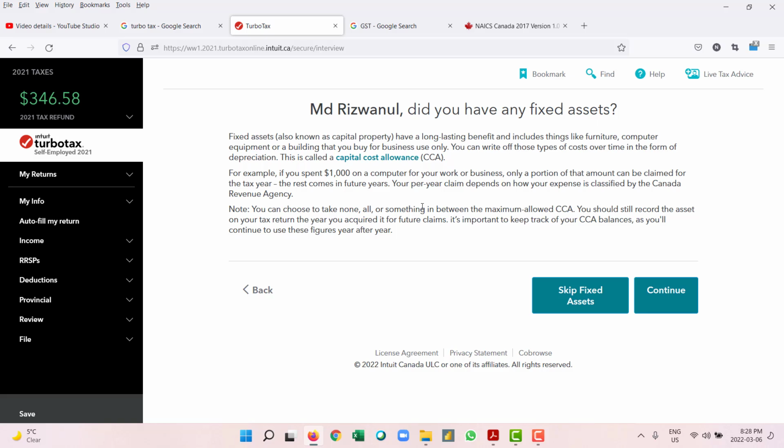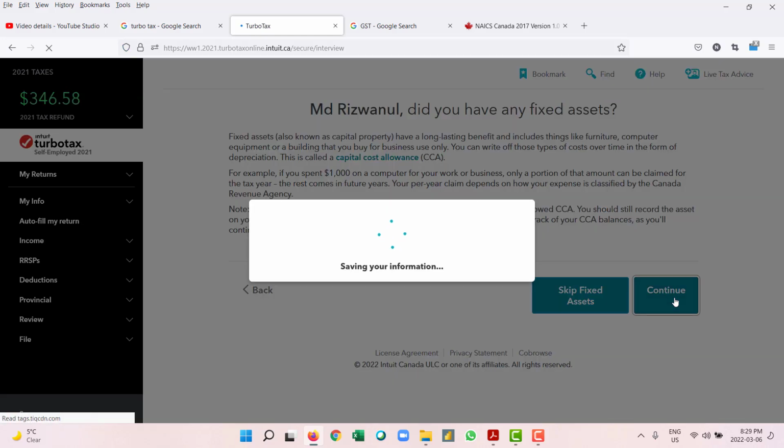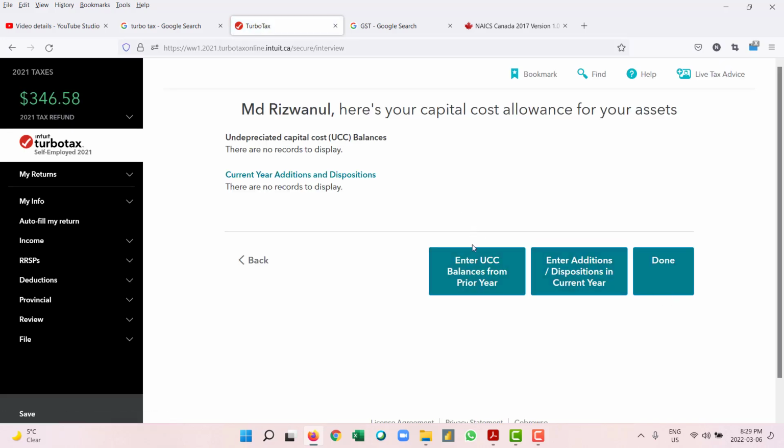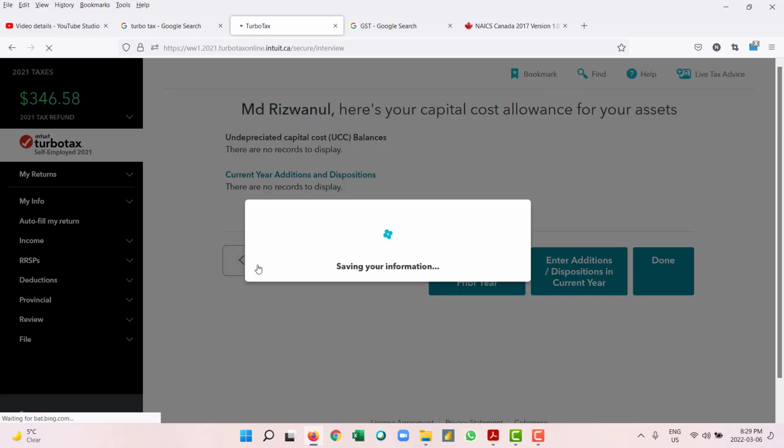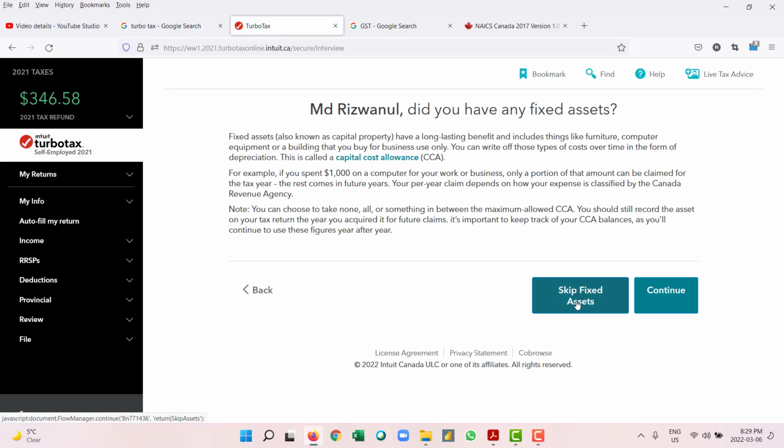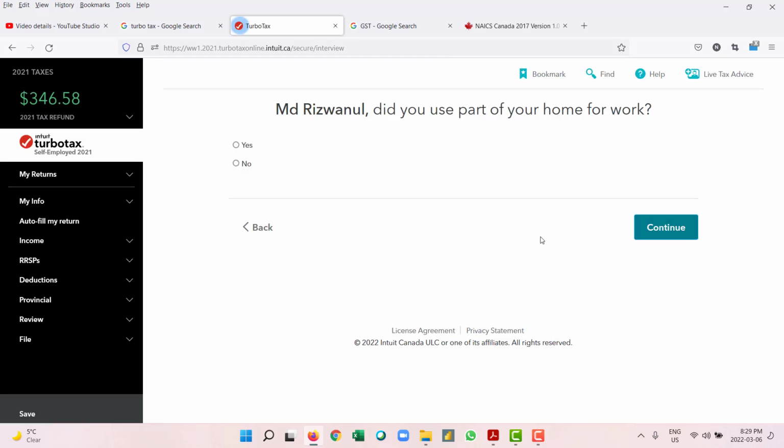Oh my God, fixed assets. Fixed assets are something like if you spend $1,000 on a computer for business, or suppose five people work under you and you bought some computers and furniture for the business, then you can deduct it. It can be calculated as a CCA. Actually, no, no. Actually, I made a mistake. Okay, I will go back. So skip fixed assets because I didn't do anything.